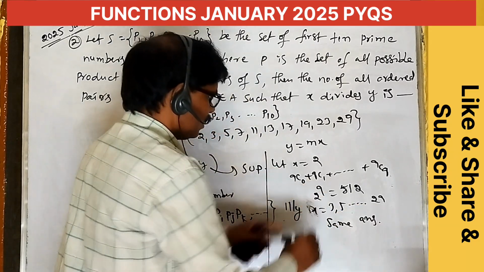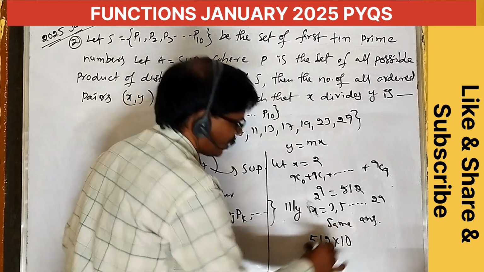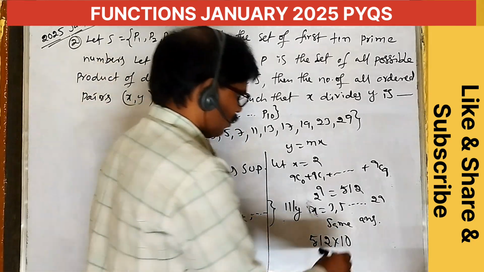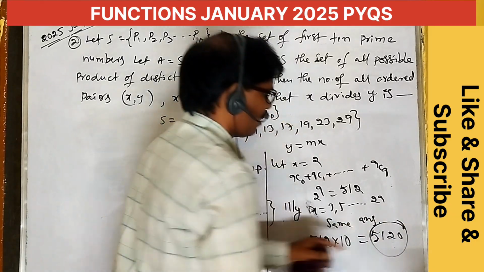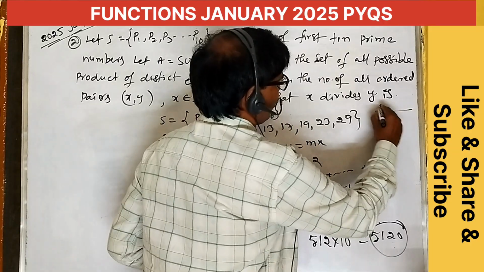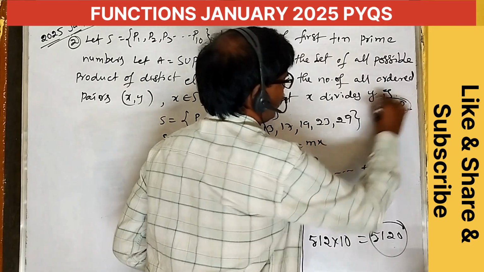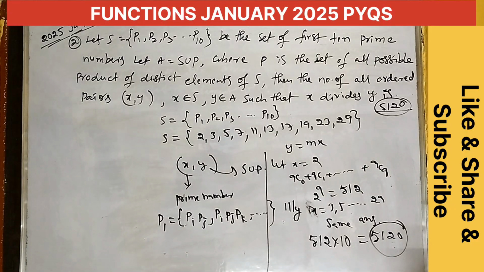Same answer means this is the 5 and 12. This is 512 into, how many numbers are there here? Total 10 numbers. 10 into 512 means 5120 is our answer. Our answer is equal to 5120. This is an integer type question. This is our answer. Copy this one. Okay, understand this one.